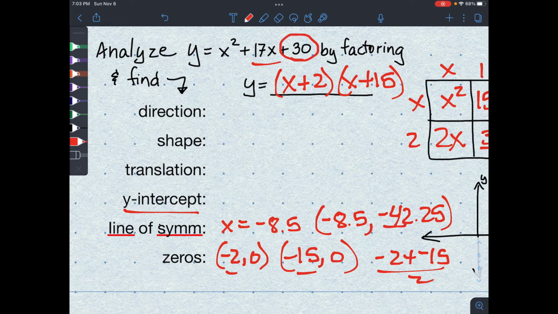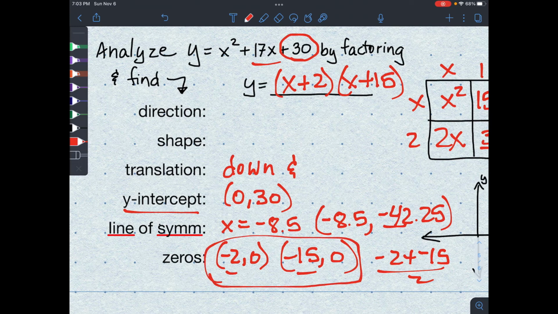Oh, that's the c value here. So 0, 30. What was the translation of this graph? Did it go up, down? Is it slid, which way? So this went downward. So this went down, and because we know that the zeros are on this side of the graph, we know that it also shifted to the left.